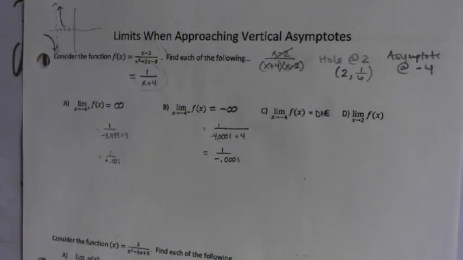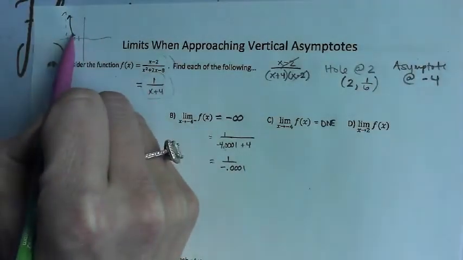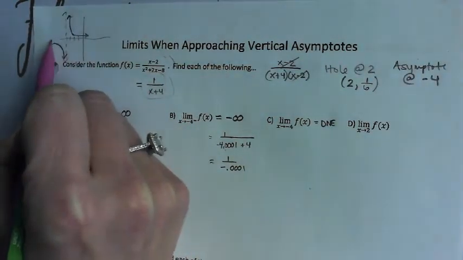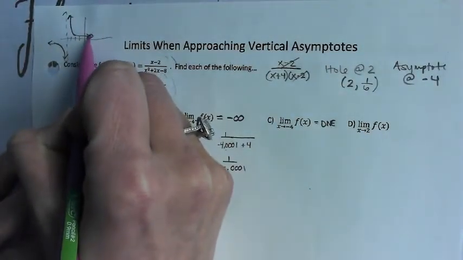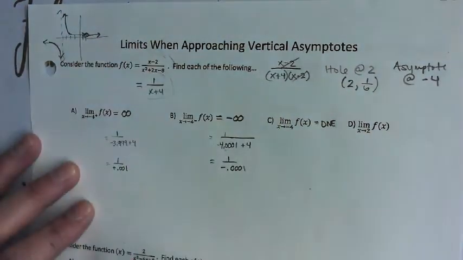And then in part D, I asked about the hole. So what happens as we approach 2? Does the limit exist when you're approaching a hole? Yes. Okay, so this graph is going to look something like this with a hole at 2 and 1/6. So there's an open circle there before it carries on.